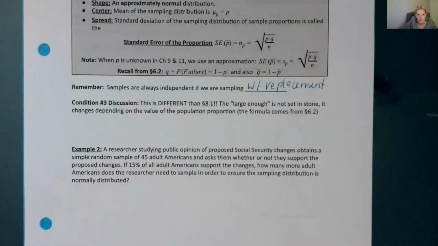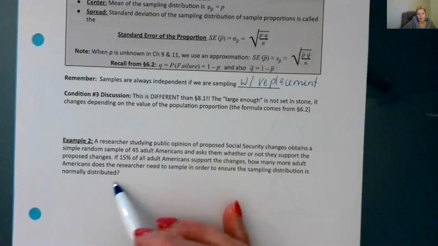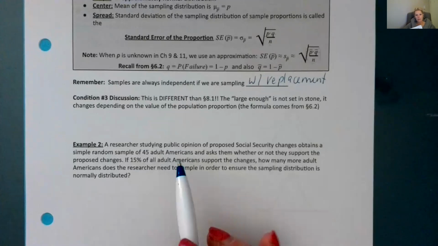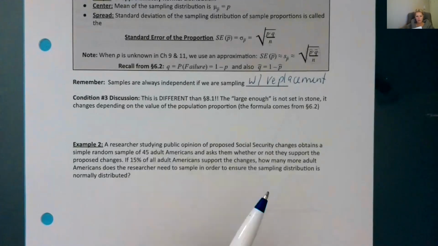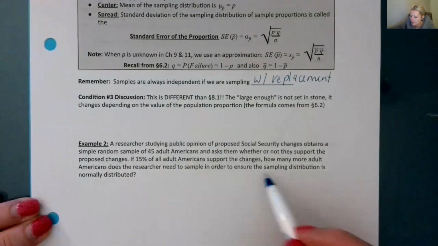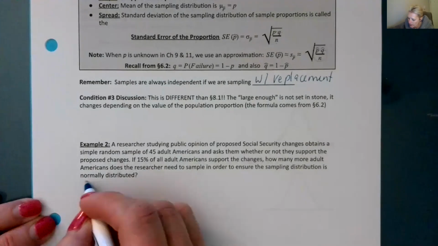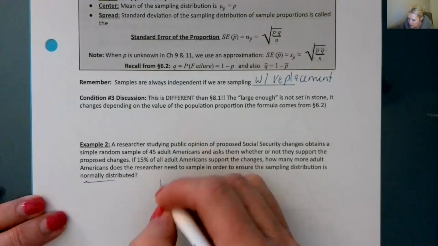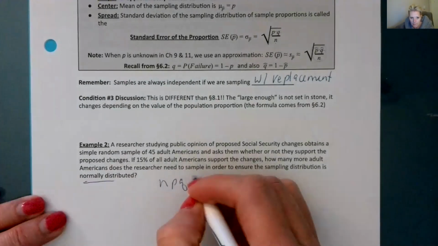It says, a researcher studying public opinion of proposed Social Security changes obtains a simple random sample of 45 adult Americans and asks them whether or not they support the proposed changes. If 15% of all adult Americans support the changes, how many more adult Americans does the researcher need to sample in order to ensure the sampling distribution is normal? So we need this to be met, okay?